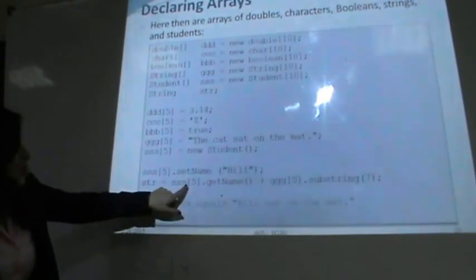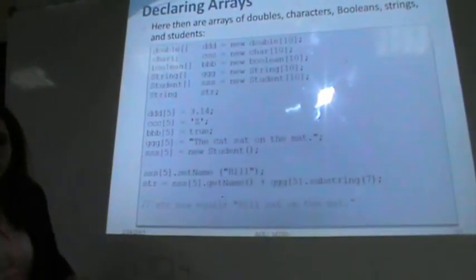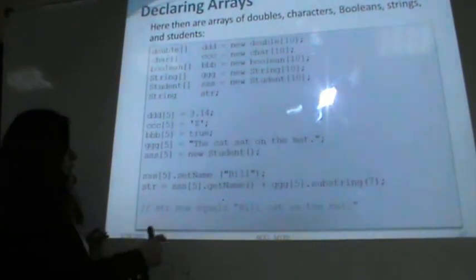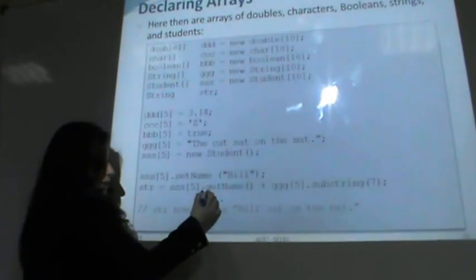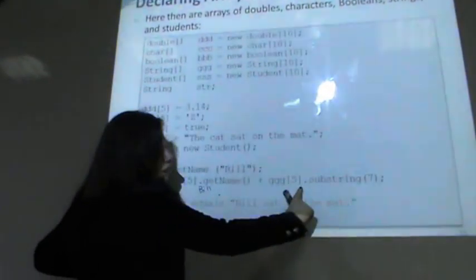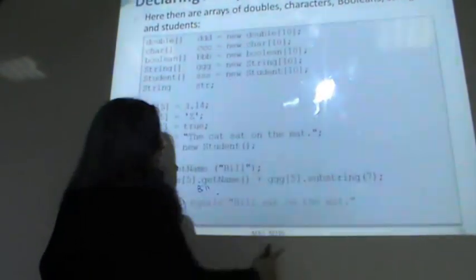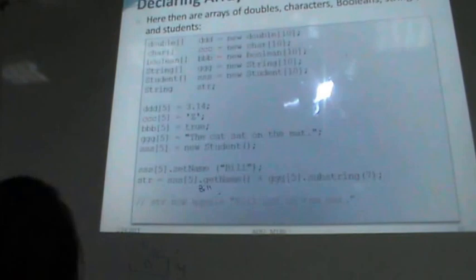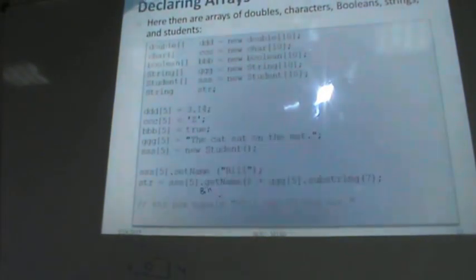str equals SSS of 5 dot getName. What is its value? Bill. So Bill plus GGG of 5 dot substring of 7. What does substring do?